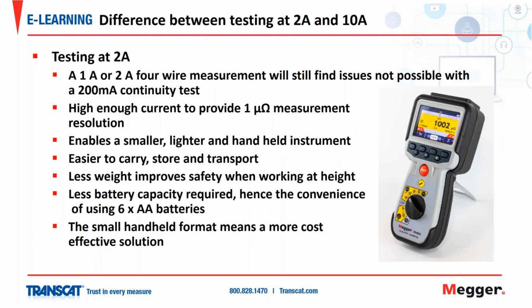Some advantages of this when testing at 2 amps: it also has the ability to test at 1 amp, of course, but 1 amp or 2 amp 4-wire measurement is still going to find issues that are not possible to find with a continuity tester, digital multimeter at 200 milliamps. It's got high enough current to provide 1 micro ohm measurement resolution. Then obviously it's lighter, smaller, easy to carry and store, and less weight improves the safety. And then you have the convenience: less battery capacity is required, so we can just use AA batteries, very simple, and it's a more cost-effective solution.